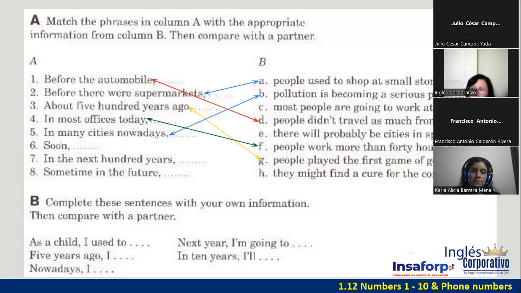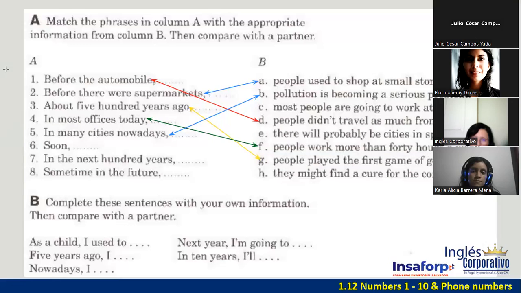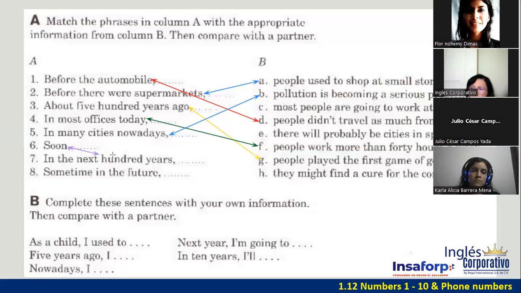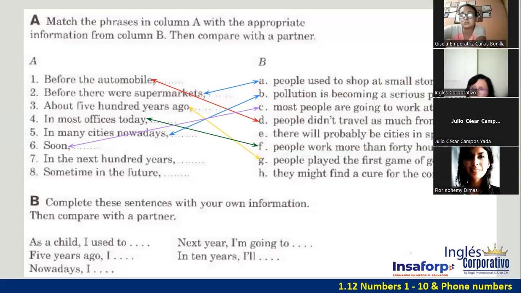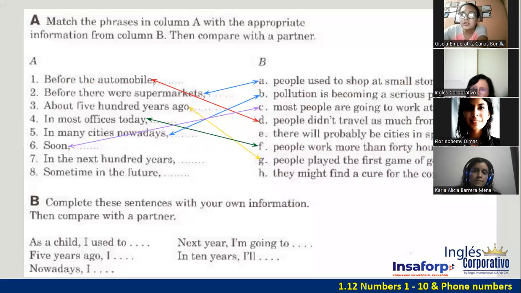Soon. Flor. Letter C. Most people are going to work at home. Number seven. In the next 100 years. Gisela. Seven. They might find a cure for the common cold. They might find a cure for the common cold? Sometimes in the future.